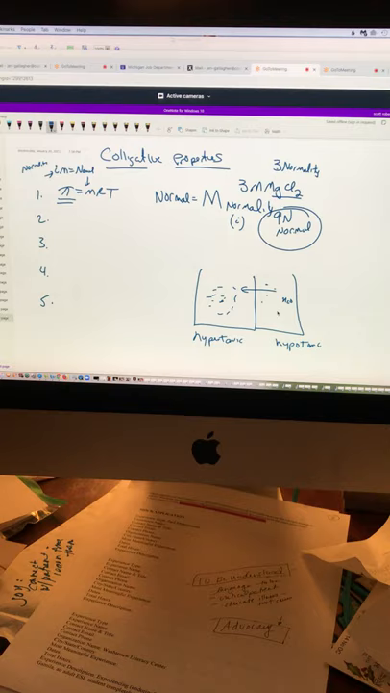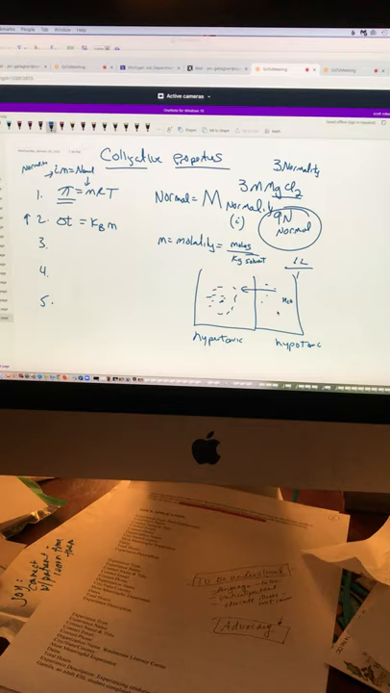Boiling point elevation. It's hot outside. We're excited. Delta T equals K sub B times little m. Little m is molality. Molality is not moles per liter of solution. It's moles of particles per kilogram of solvent. Water is the universal solvent, and hopefully we know that 1 liter of water has a mass of 1 kilogram.